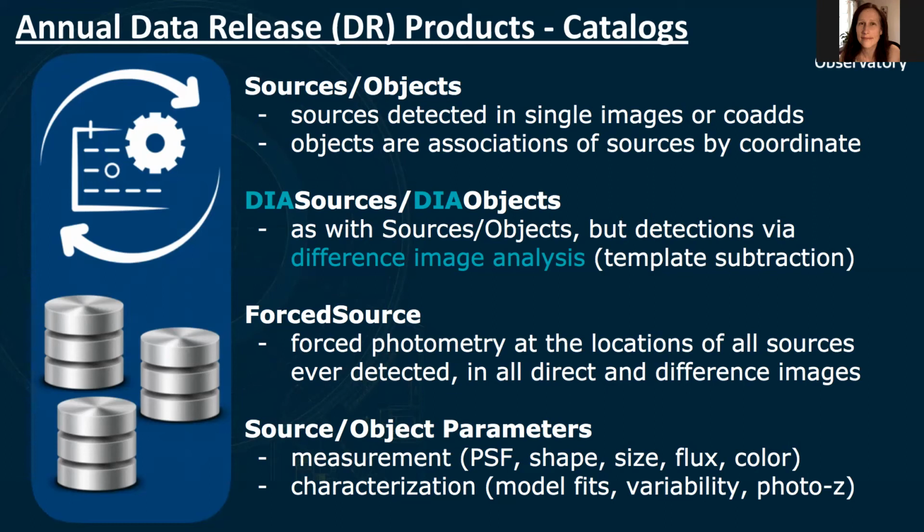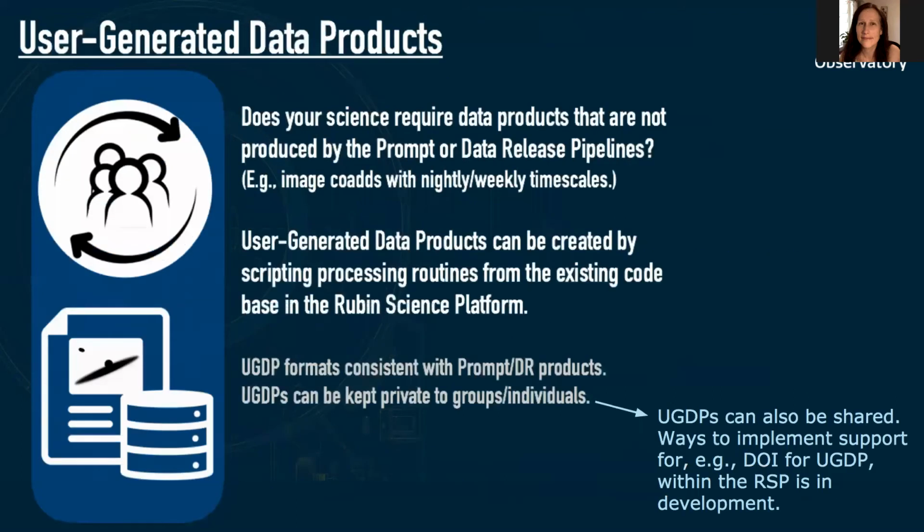These catalogs of sources and objects will include measurement parameters such as point spread function or PSF, shape, size, flux, and color, and characterization parameters such as bulge disk model fits, variability parameters, and photometric redshift estimates. It is anticipated that some science goals will require data products that are not produced by either the prompt or annual data release pipelines. For example, deep multiband detection coadds, short period coadds, or best seeing coadds might all be necessary for some science goals.